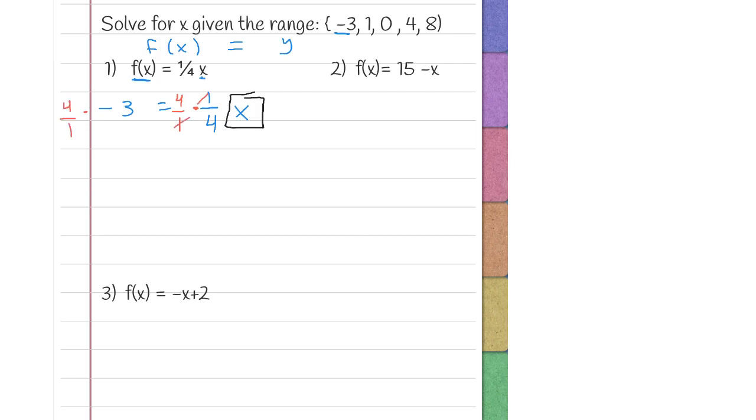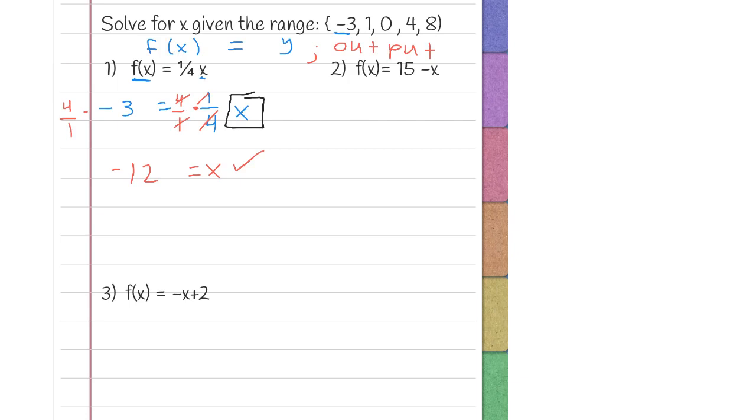So this reduces to 1, and this reduces to 1. And 4 over 1 times negative 3, well, that's just negative 12 is equal to x. So I found my x for whenever my output is negative 3. Also, I forgot to mention, y or range is output. Okay? So the x is my input, the y is my output.